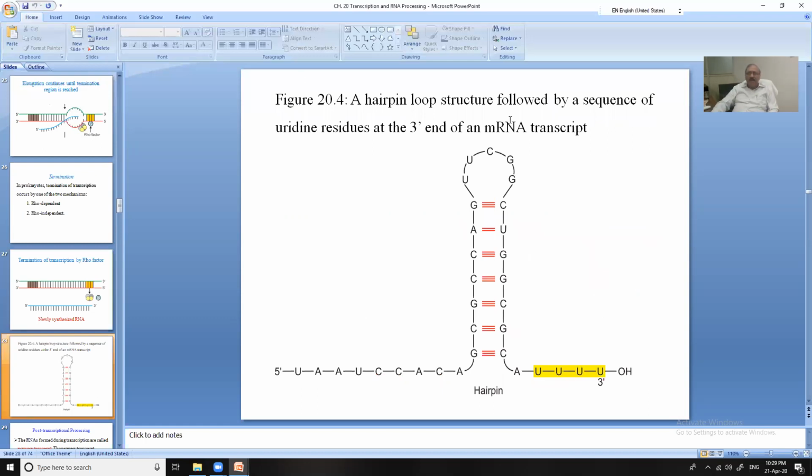A hairpin loop structure followed by a sequence of uridine residues at the 3' end of the messenger RNA transcript. Okay, so when messenger RNA is formed, it takes a hairpin loop structure, and you will find on the 3' end a terminal uridine sequence in the messenger RNA. Right? These are some characteristic things. You will find a uridine sequence at the 3' end in the messenger RNA.